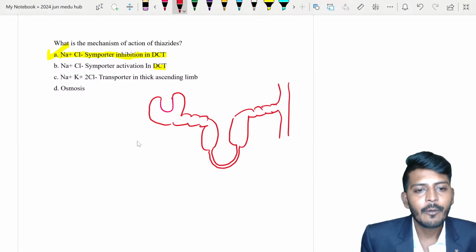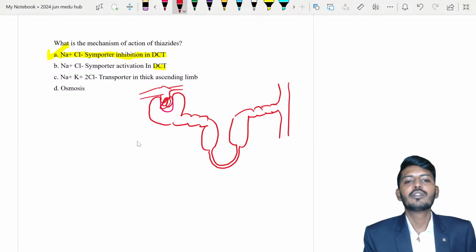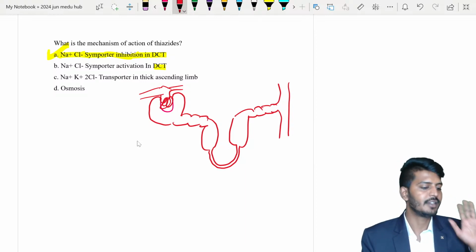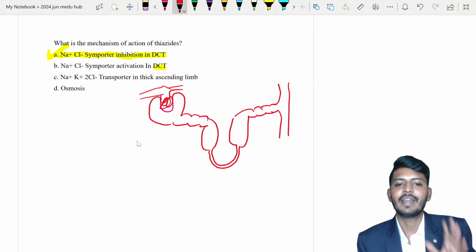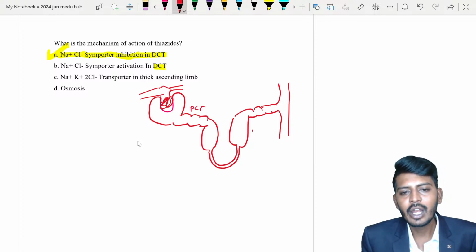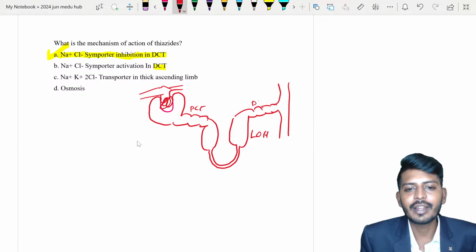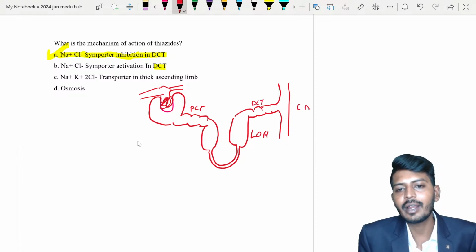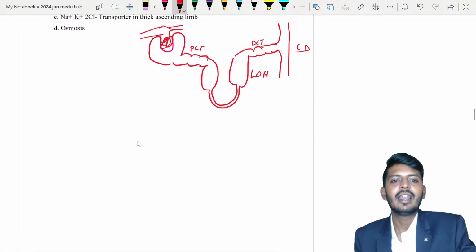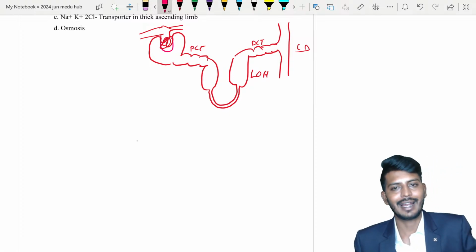Okay, so when we are speaking of diuretics, we have 5 groups of diuretics. Today we will learn about all the 5 groups, what is their mechanism and where is the location of action, and this is very important. So you have your PCT, you have your loop of Henle, that is thick ascending limb of loop of Henle, you have your distal convoluted tubule, and you have your collecting duct. Let's talk about what the drugs are and how they work.